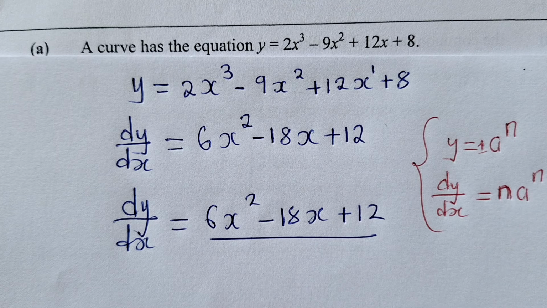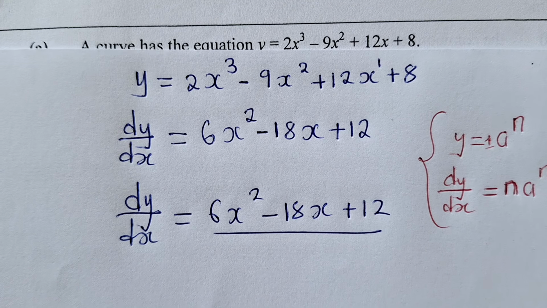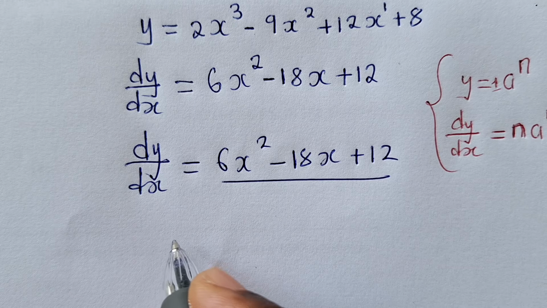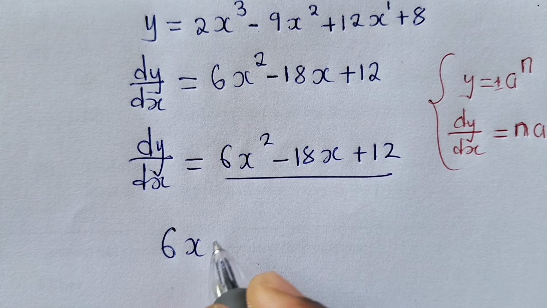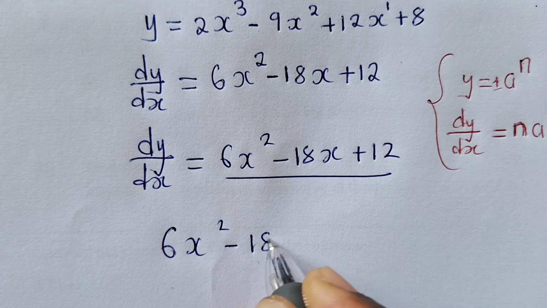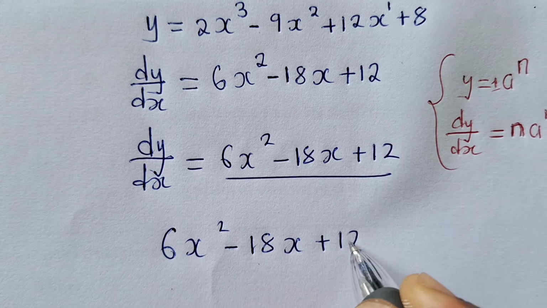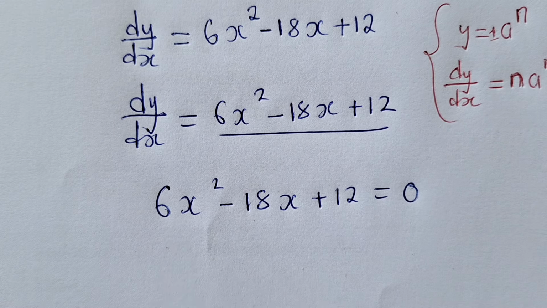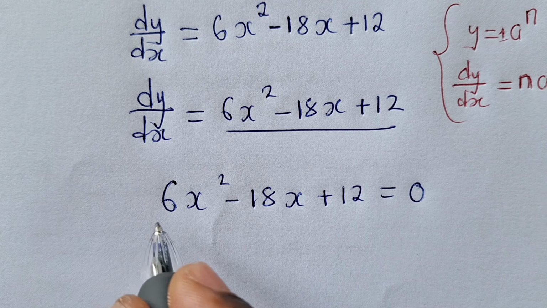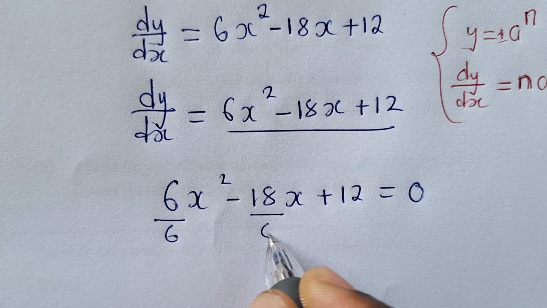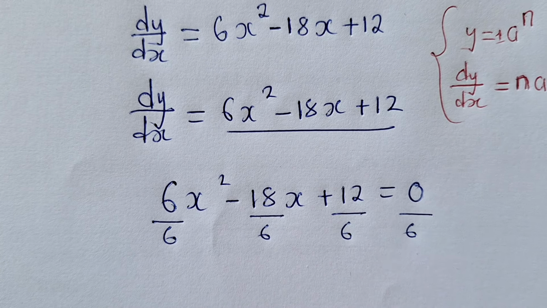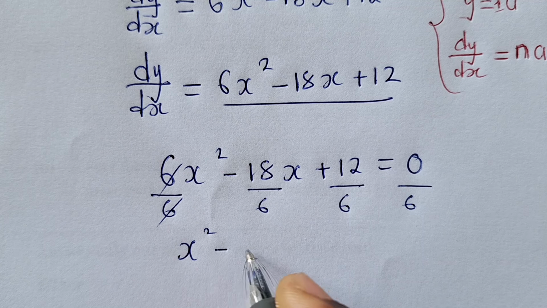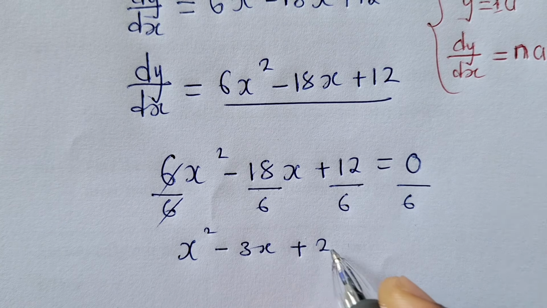This is the derivative. Now the question wants us to find the stationary points. For the stationary points to be found, you're going to say 6x power 2 minus 18x plus 12 is equal to 0. So just get this derivative equated to 0 and solve this quadratic equation. I'm going to reduce it throughout by 6 so that I remain with x power 2 minus 3x plus 2 is equal to 0.